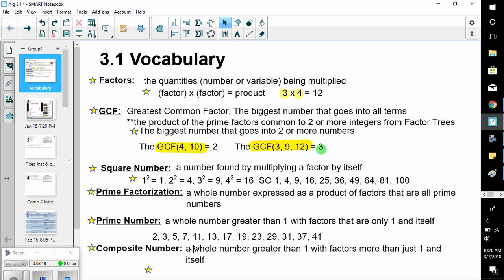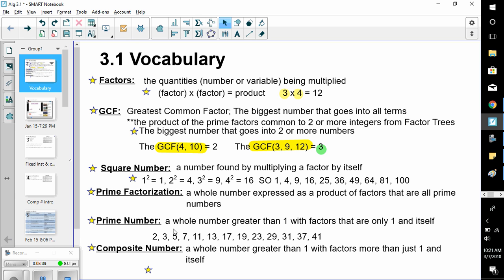Finally, composite numbers. A composite number is a whole number greater than 1 with factors more than just 1 and itself. Square numbers are all composite numbers. 4 has 2 as a factor, along with 1 and 4. 16 has 4, 2, and 8, along with 1 and 16.